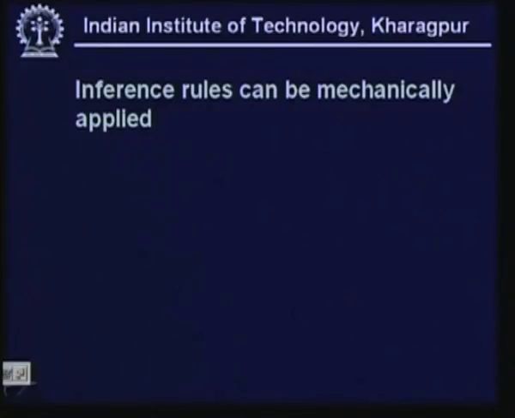Now, why are we so much bothered about inference rules? We are so much bothered about inference rules because we want to develop some mechanical procedure using which we can make the machine infer new facts. So only those inference rules are of interest to us which can be mechanically applied. Besides modus ponens, there are a couple of other inference rules.